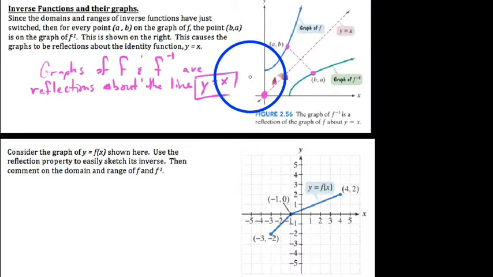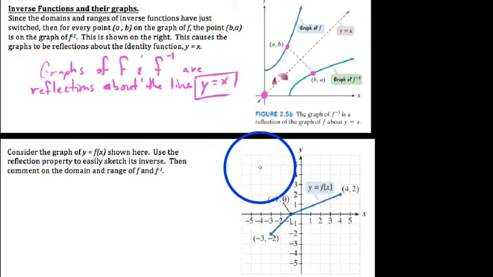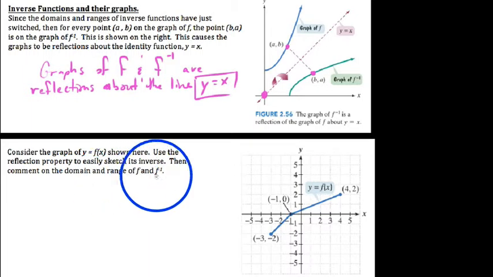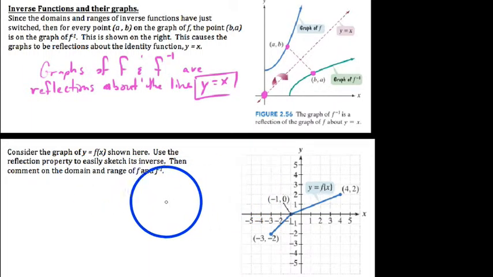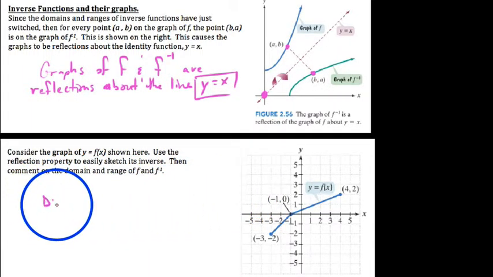So that being said, what I want to do is consider this graph down here, and say that it's f of x. We have some y equals f of x as shown. What we want to do is use the reflection property to easily sketch its inverse and then comment on the domain and range of f and f inverse respectively. So before we begin this and find the inverse of this, what I'm actually going to do is find the domain and the range, and I want to switch my color here.